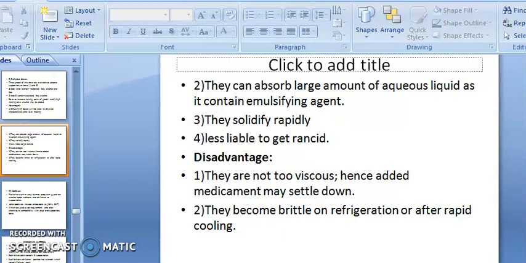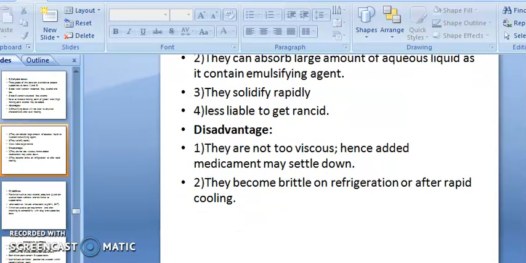Then the disadvantage of this base: they are not too viscous, hence the added medicament may settle down, because the low viscosity leads to settling of particles or drug. They become brittle on refrigeration or after rapid cooling. When you keep the suppositories in the refrigerator, or cool them rapidly, brittleness is found in the suppositories.